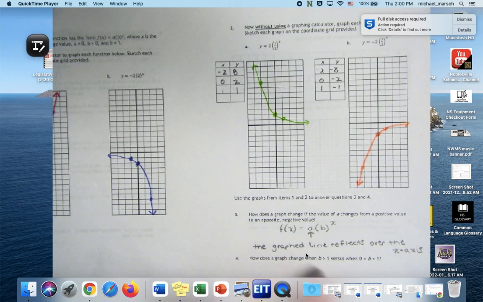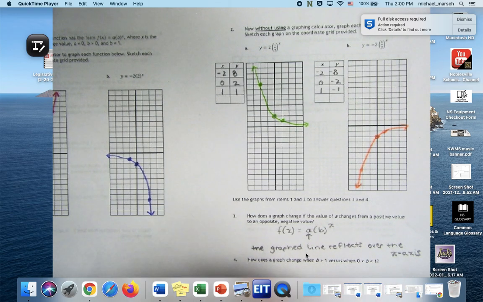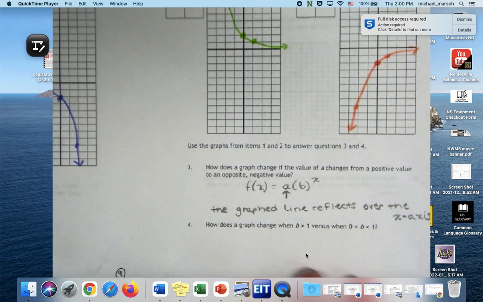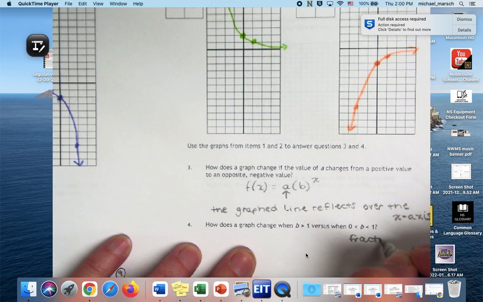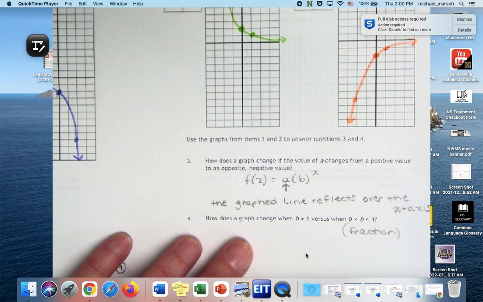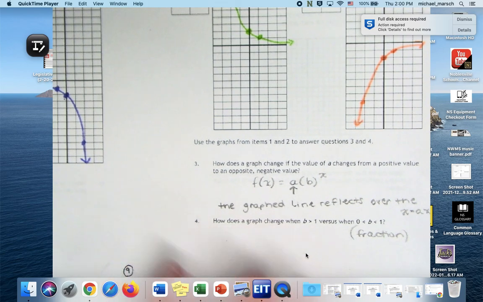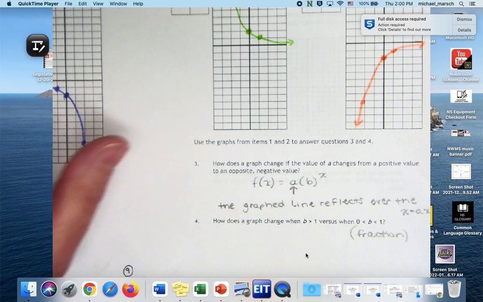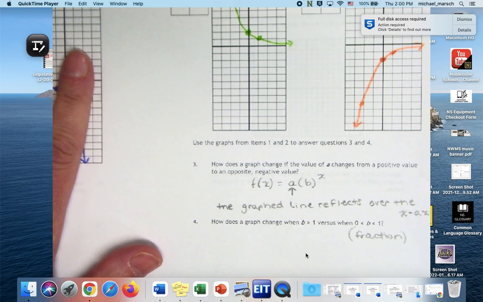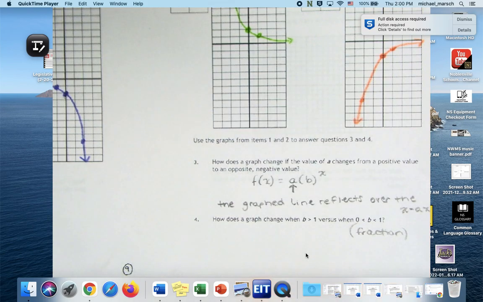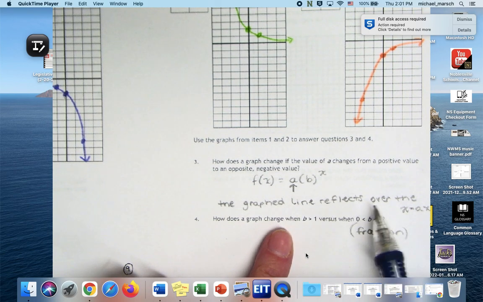How does the graph change when b is greater than 1 versus when b is a fraction? Right here, I want you to write fraction, because sometimes people get concerned when they see it as an inequality, but all we're talking about is a fraction. So how does the graph change when we went from having 2 as our b value, which was a and b on the left, and a half as our b value from a and b on the right? How did it change? So this one reflected over the x-axis. What did these do?